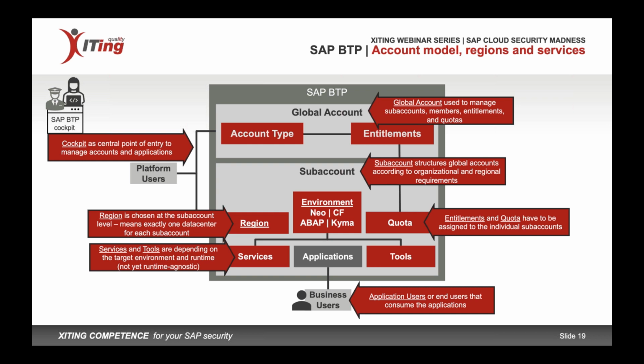One more thing. SAP is currently renovating and adding additional functionalities to the business technology platform. In a phased approach, SAP is upgrading the accounts from feature set A to B. That means there's a new cloud management toolset that will bring, for example, a new cockpit, additional features like directories, helping you to structure your sub-accounts, custom properties and labels. There's a new command line interface, and there will be reworked APIs and much more. That's it in a nutshell for the business technology platform, its account model, regions, and services.